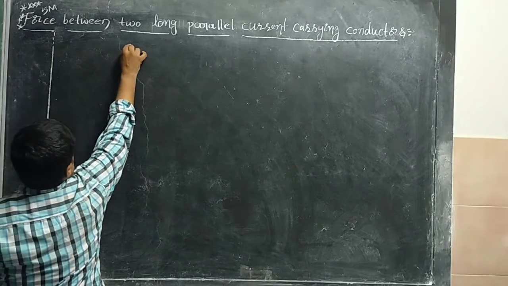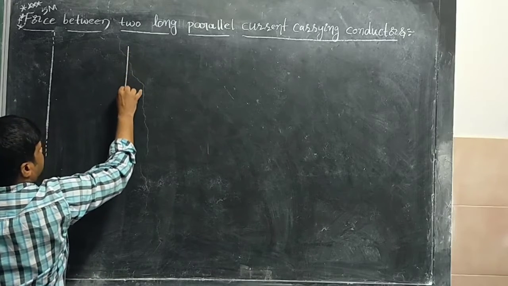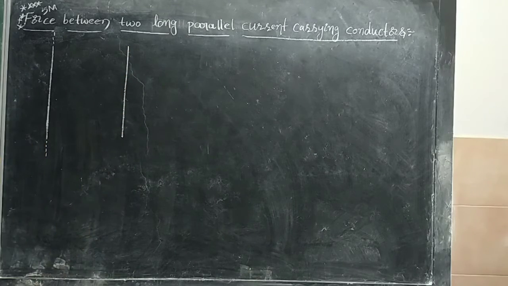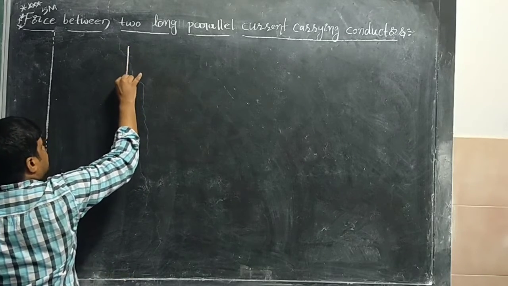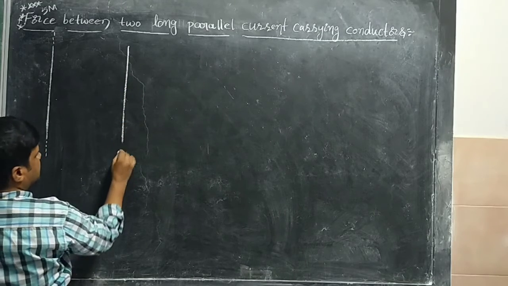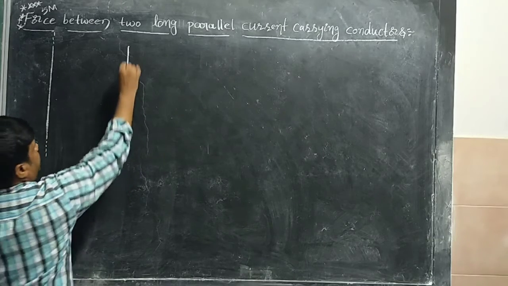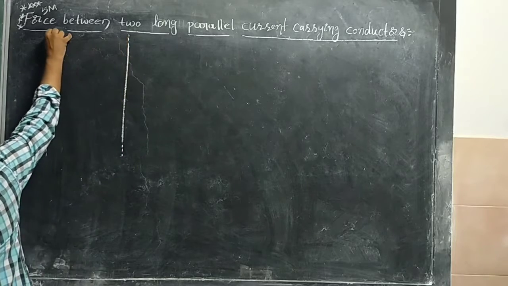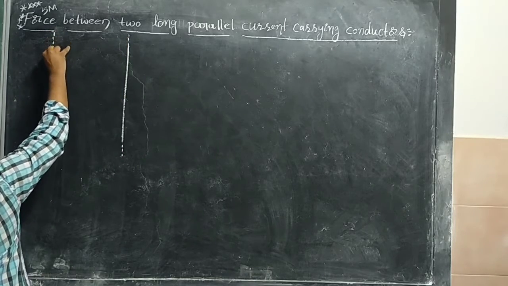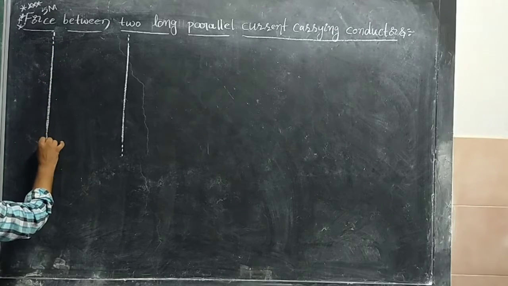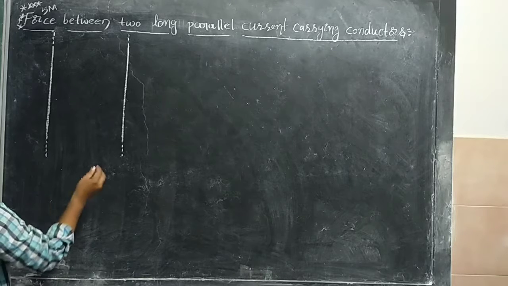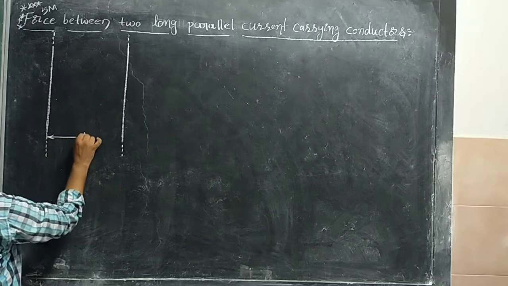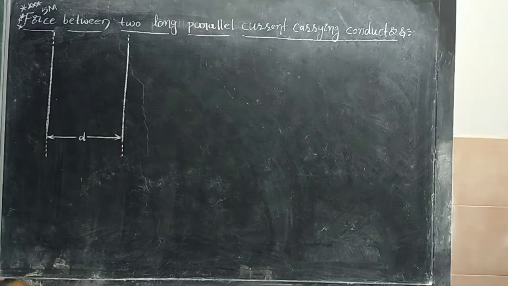Next, from this one, here I am taking another current carrying conductor. This is the first current carrying conductor and this one is another current carrying conductor. This is also an infinite length of current carrying conductor. I am drawing it like this. So, what is the separation between the two? The two current carrying conductors are separated by a distance that is nothing but d.